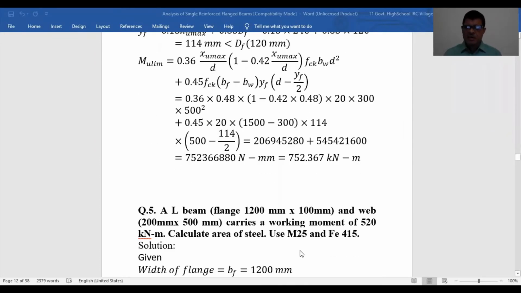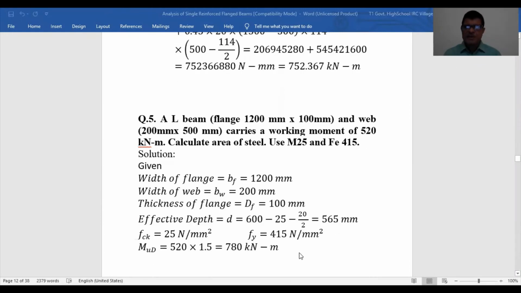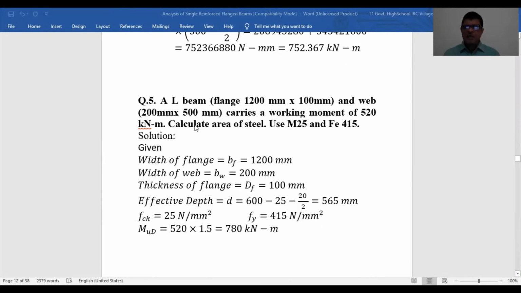So we discussed the four kinds of problems for this flanged section, single reinforced flanged section. Let us see another two examples where we will find the moment of resistance. Now we have seen T beams, now go for L beam.